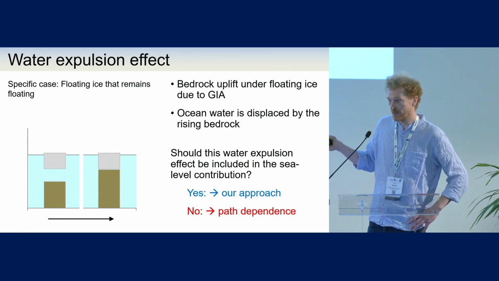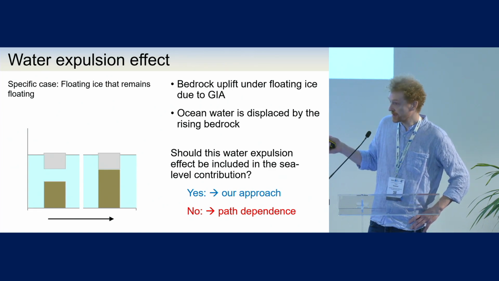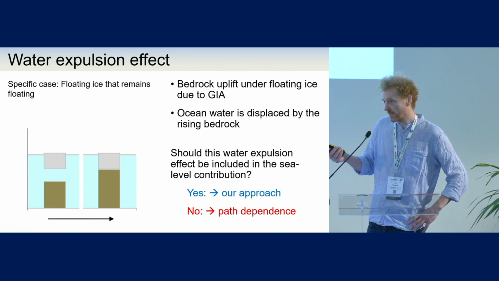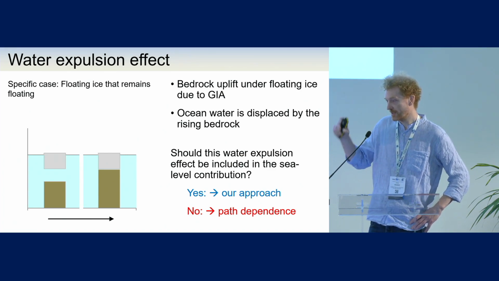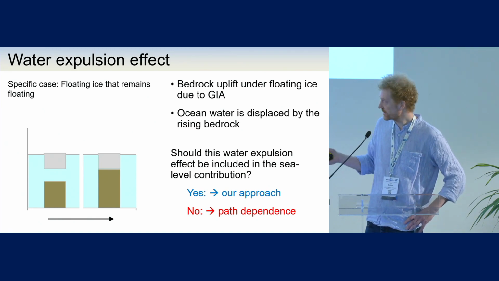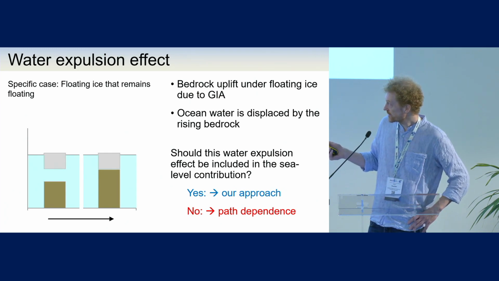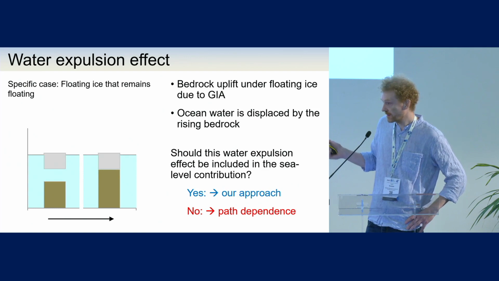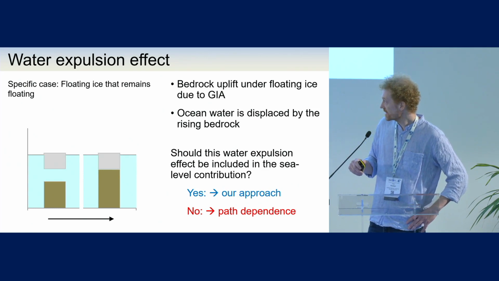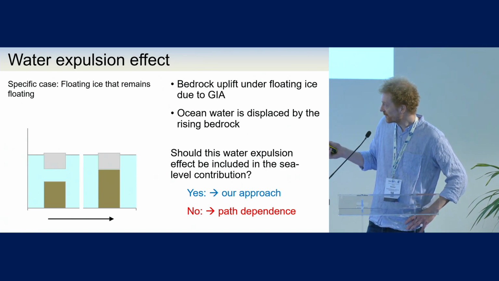But this is the debate, whether or not this should be included, because you can imagine the same configuration without the ice on top, and you basically have uplift in the open ocean, and you could argue whether or not that is an ice sheet sea level contribution or not. So the problem with this is you cannot just choose one way or the other. If you include this water expulsion effect here, you basically get to our method, which I think is somewhat consistent. But I leave it for now, the possibility that you choose one way or another.